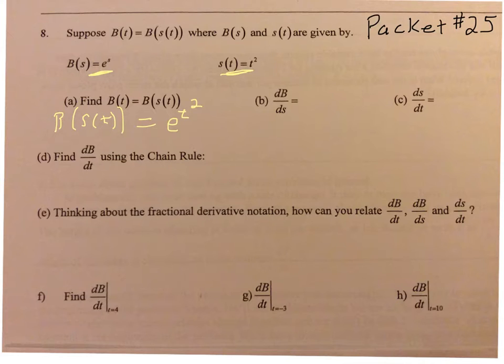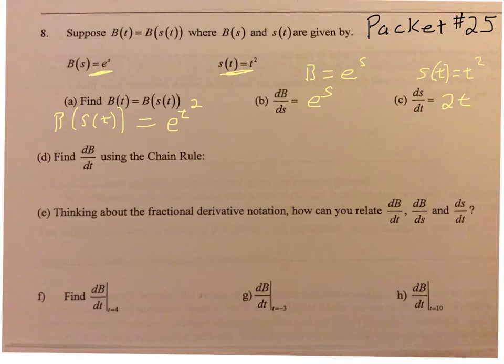In order to find the derivative of b with respect to s, well, b is a function of s already. So the derivative of b with respect to s is e to the s. The derivative of e to the s would just be e to the s. And for the function s of t, which is t squared, s is a function of t, so ds/dt is just 2t.